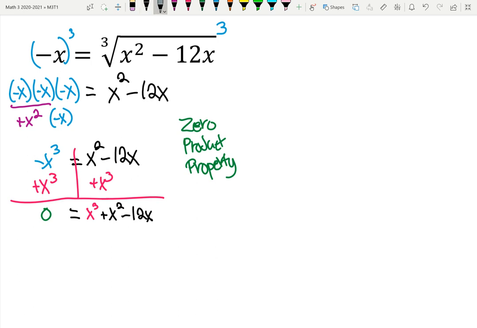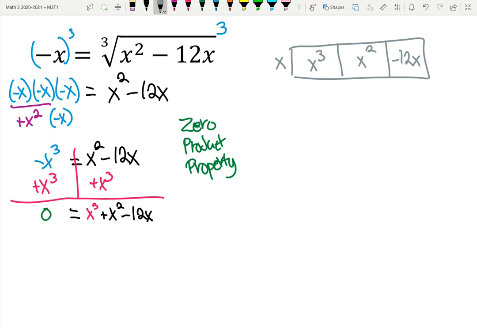Now when I'm doing this, I need to factor it. I always like to think about, hey, what do I have to multiply to get x to the third, x squared, and negative 12x? What is a common factor in all of them? Well, x. Now, what multiplies to produce it? Well, x times x squared is x to the third, x times x, and then x times negative 12. So I'm able to factor it or rewrite it as a product: x times x squared plus x minus 12. Now, even though it's equal to 0, I still have to continue to factor it.